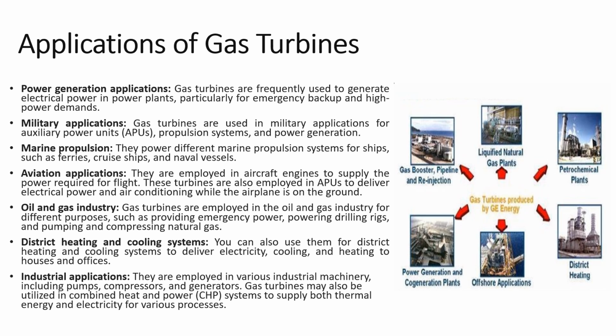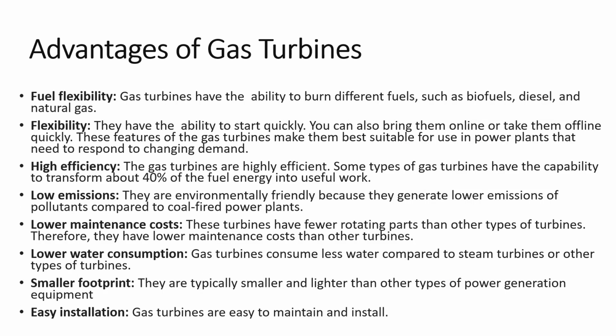Gas turbines may also be utilized in combined heat and power, CHP, systems to supply both thermal energy and electricity for various processes. Among the advantages of gas turbines are fuel flexibility. They have the ability to start quickly. You can also bring them online or take them offline quickly. These features of the gas turbines make them best suitable for use in power plants that need to respond to changing demand.